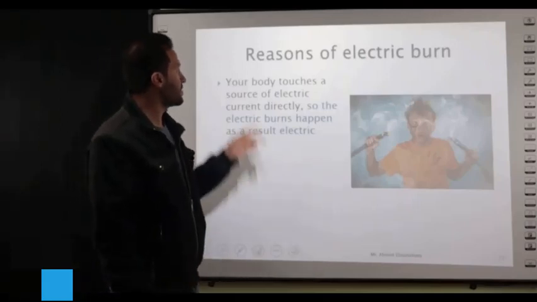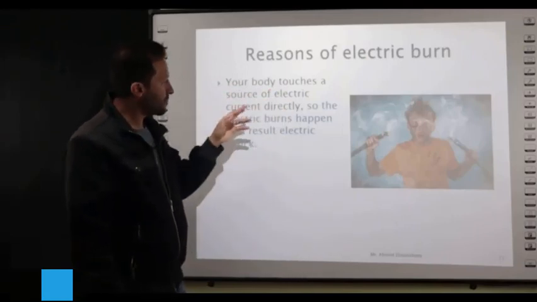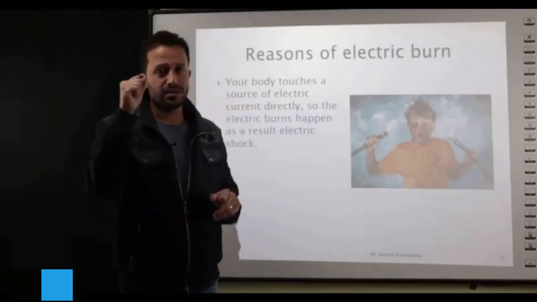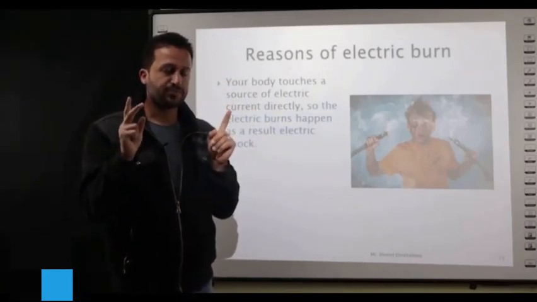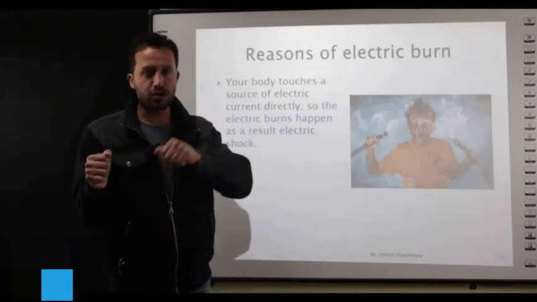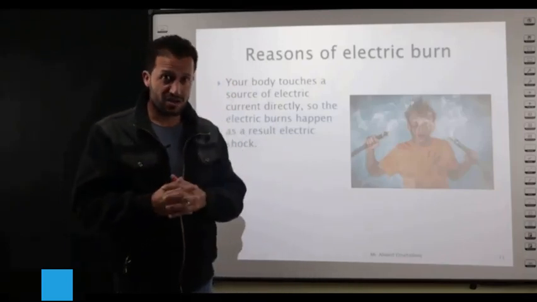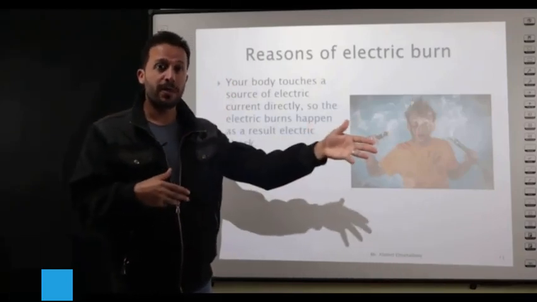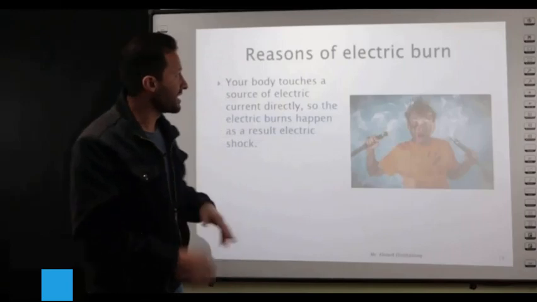Reasons of electric burn. Number one, your body touches a source of electric current directly. So electric burns happen as a result of electric shock. If you touch an uninsulated electric wire, you will have two things. Electric shock, if the electric energy passes through your body to the ground, and also you will have an electric burn, because generally when the electric energy moves through the electric wires for a long time, it becomes hotter and its temperature increases. So when touching it, you will have an electric burn.